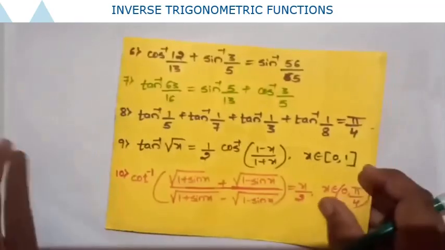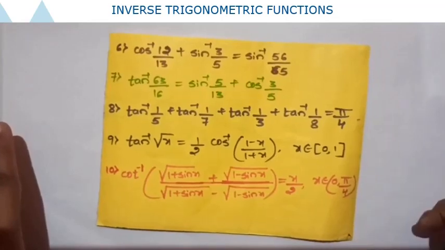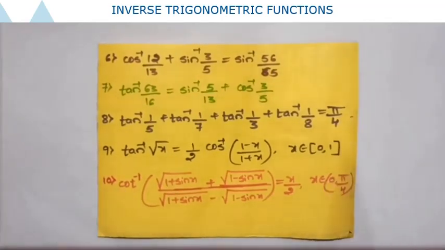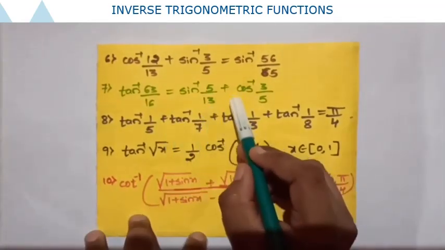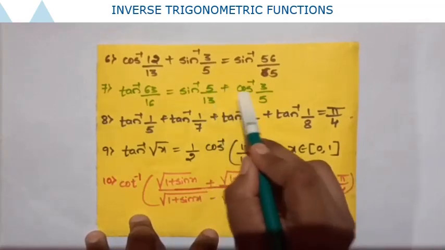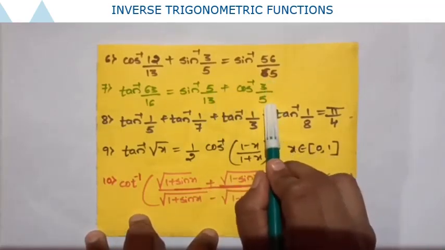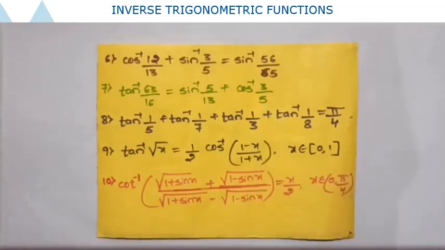So what is the 7th example? We'll see. Seventh one: prove that tan inverse 63 by 16 is equal to sin inverse 5 by 13 plus cos inverse 3 by 5. Okay, so this one you try to do yourself.